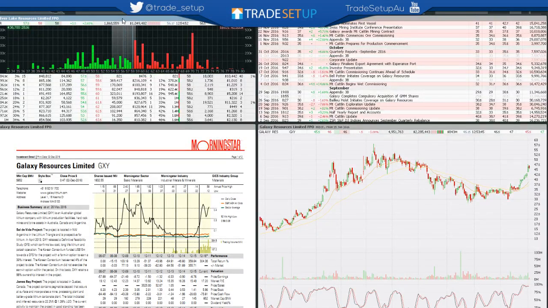You can see that there's Silver Lake, that's sort of along the same lines, some good volume on there. What else we got? Just see what this one's doing.